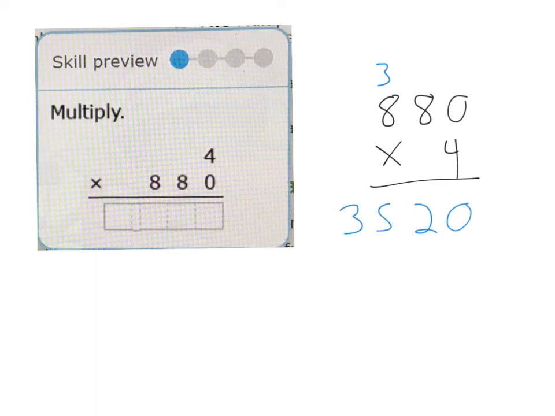Does that make sense? Let's think about it. 4 times, this is close to 900. 4 times 900 would be about 3,600. Yep, that's close. That makes sense.